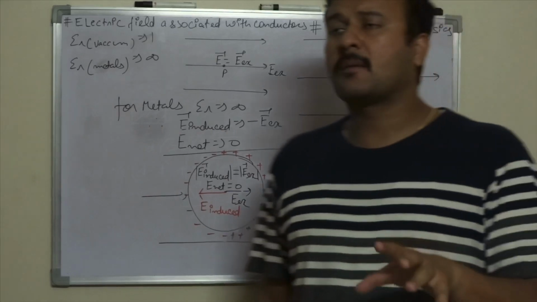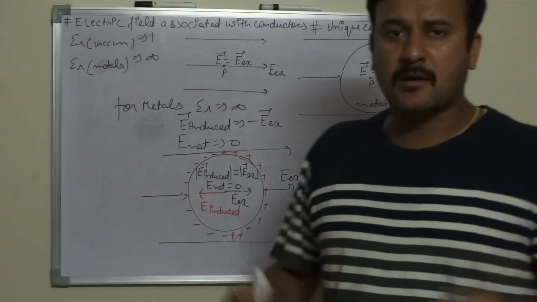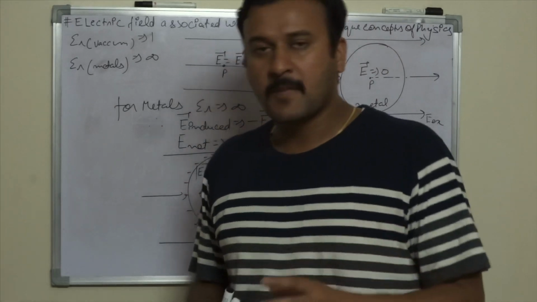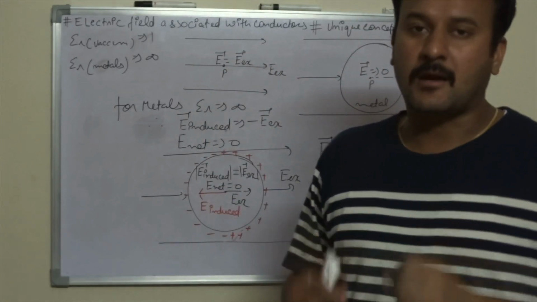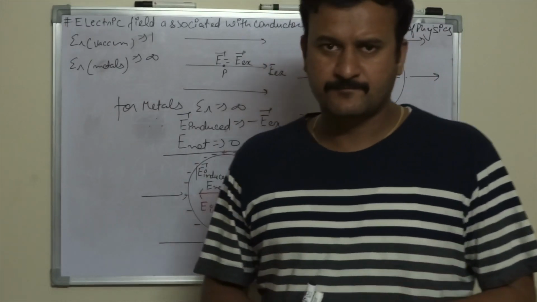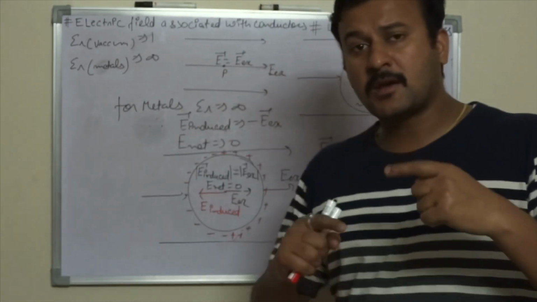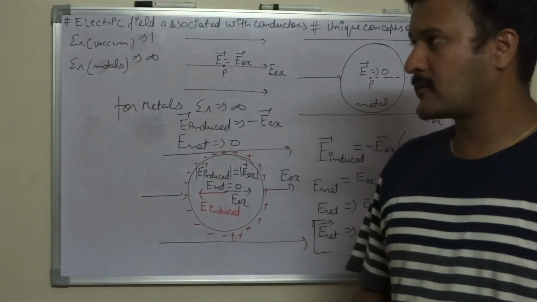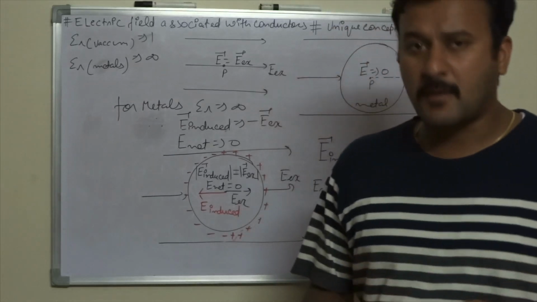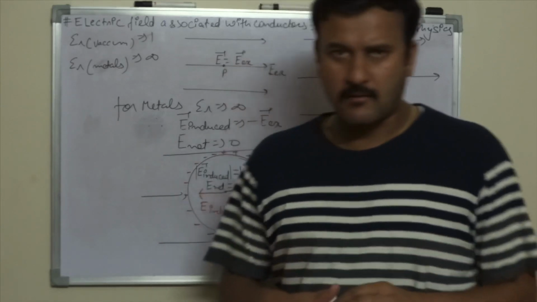So when we are talking about the electric field inside the metal, we are not concerned about the induced electric field only, or the external electric field only. In fact, we are concerned about the net electric field. The net electric field inside the metal is 0, as the induced field and external field cancel each other because they are equal in magnitude and opposite in direction, and hence the field lines are not drawn inside the metal, because field lines represent the net electric field, not any individual electric field.